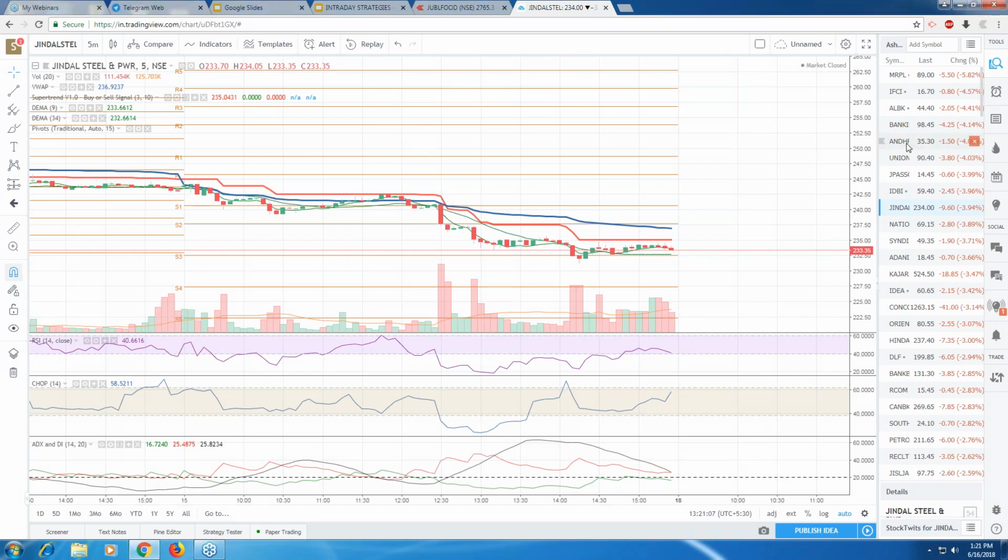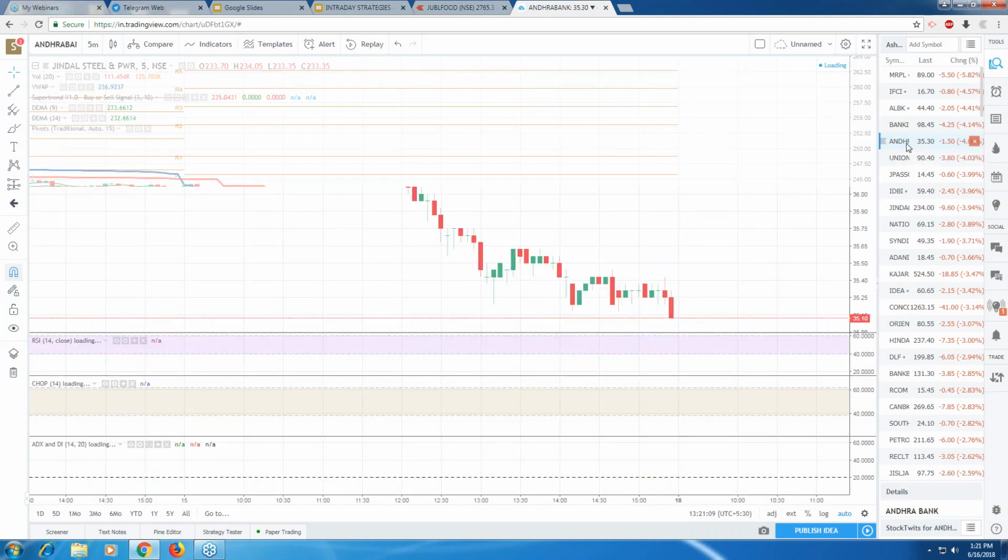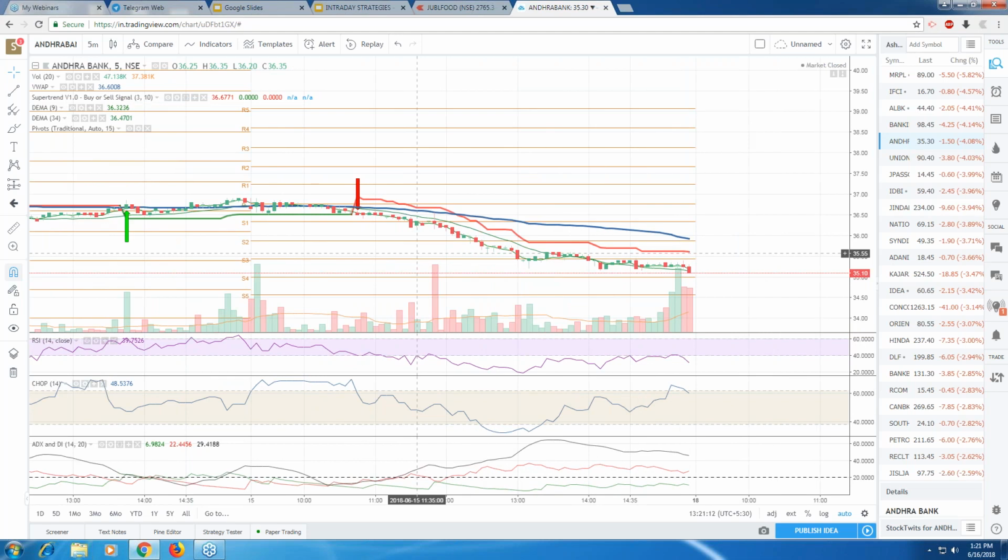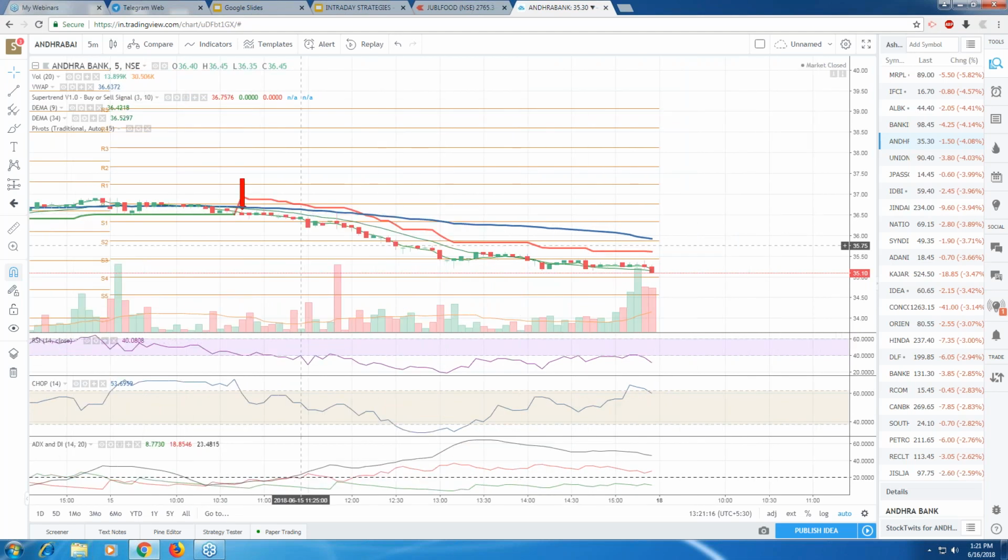Andhra Bank. Now see here, we have to enter into the stock. First is that Supertrend has given a sell signal, and Supertrend has crossed the VWAP and come down. We get a better confirmation at this time. RSI is already below 60 and choppiness is also heading down.